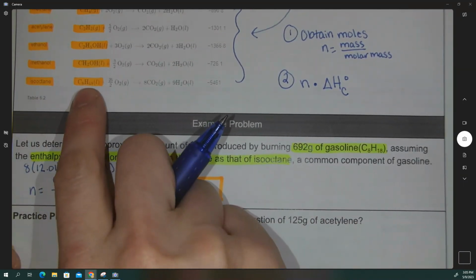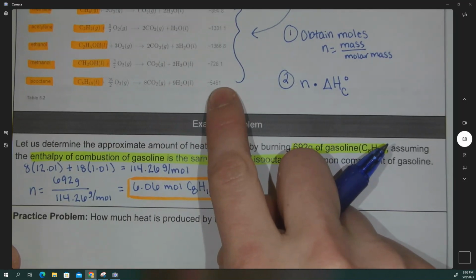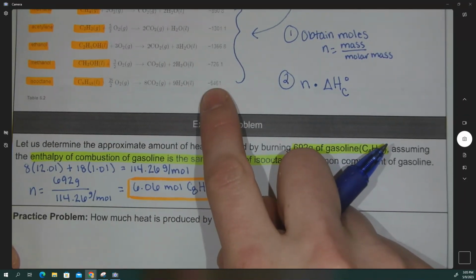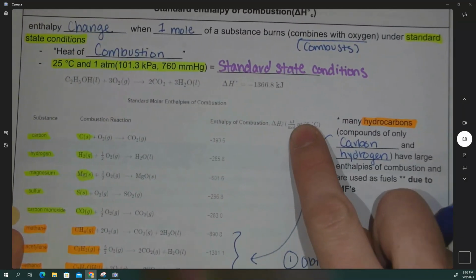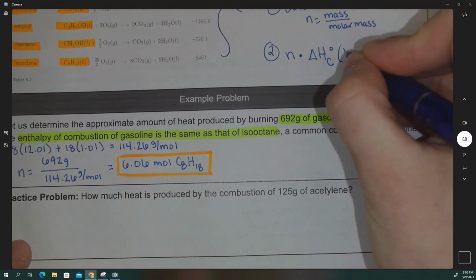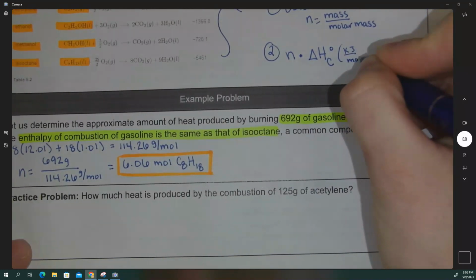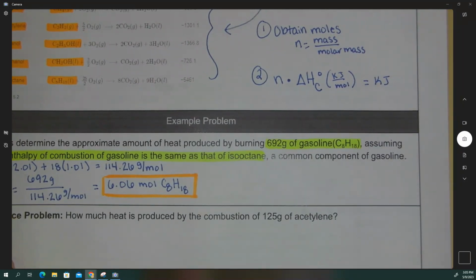So we find isooctane up here, C8H18. It tells you that the enthalpy of combustion for that is negative 5,461. It's telling you its unit is kilojoules per mole. So, the unit for this, kJ per mole, is going to end up giving you kilojoules, or heat released.